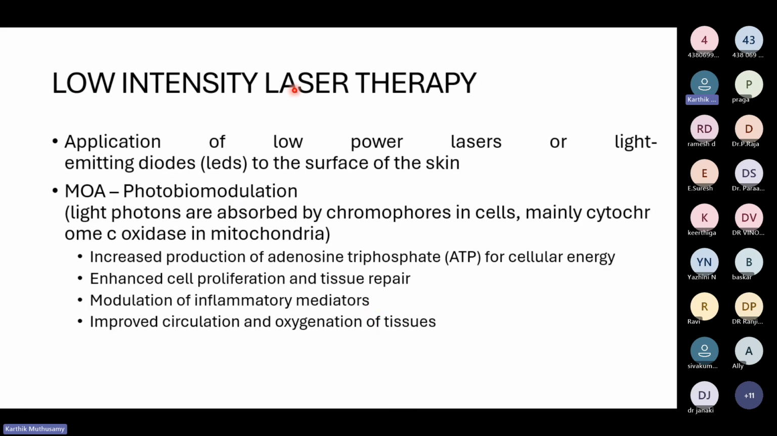The other therapy is low intensity laser therapy. It involves the application of low power lasers or light emitting diodes to the surface of the skin. It acts by the mechanism of photobiomodulation. In photobiomodulation, the light photons from the light emitting diodes or low power lasers are absorbed by the chromophores in the cells, mainly cytochrome C oxidase in the mitochondria. The resultant action is increased production of ATP for cellular energy. It enhances cell proliferation and tissue repair, there is modulation of inflammatory mediators, and improved circulation and oxygenation of tissues is also obtained.